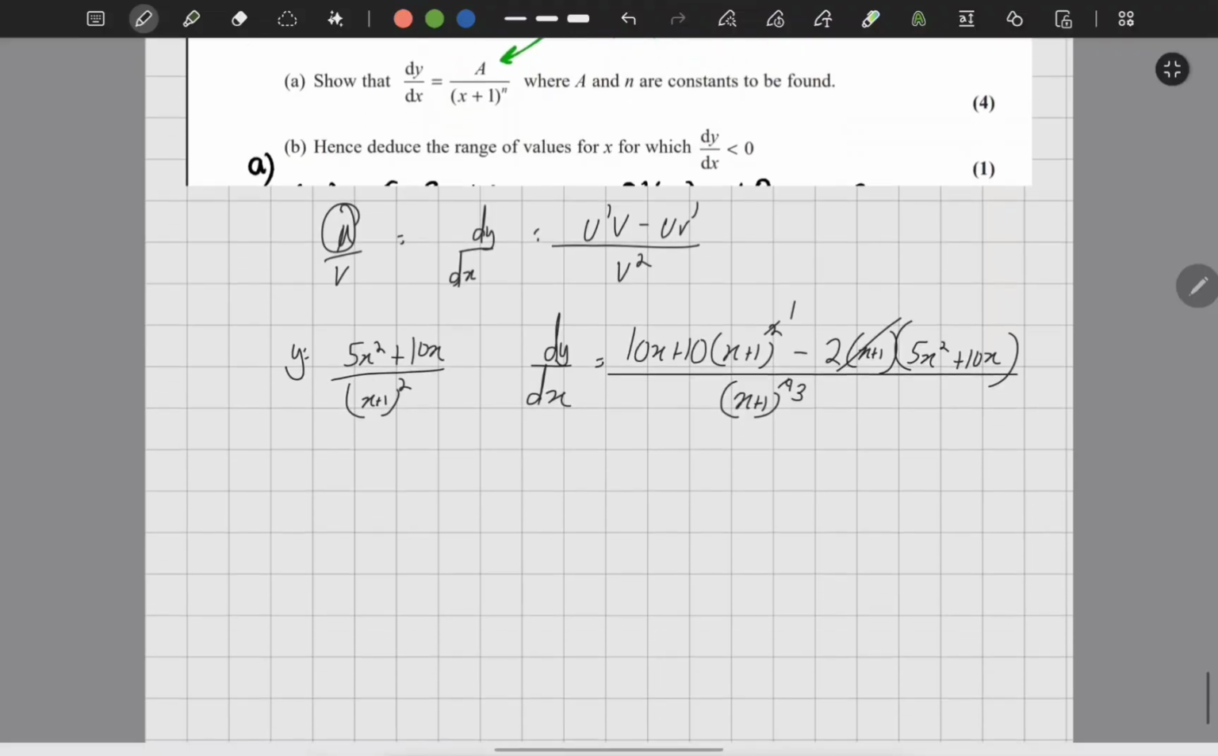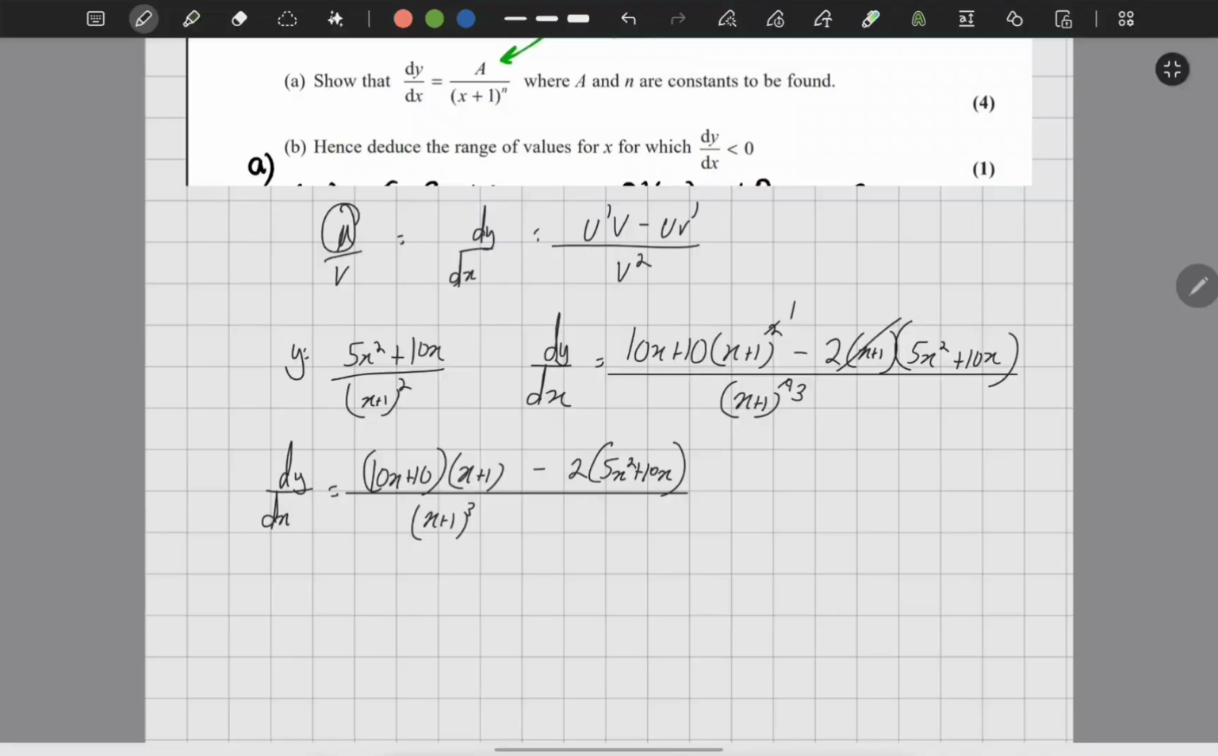And then if we simplify a bit, let me just rewrite this. So then we would have 10x plus 10 from before, and we would still have 1 x plus 1 left. Take away 2 lots of, our x plus 1 is gone, so we have 5x squared plus 10x, and then divide all of this by x plus 1 cubed.